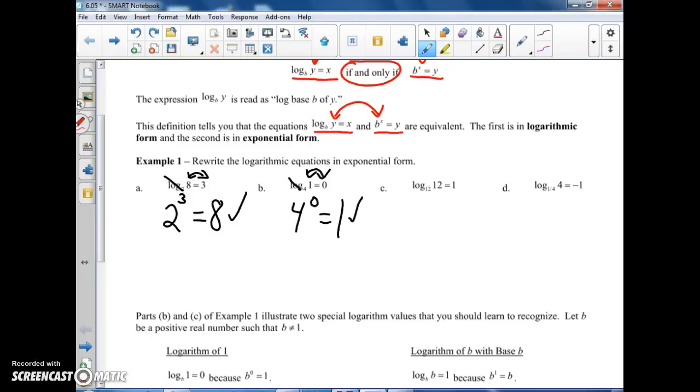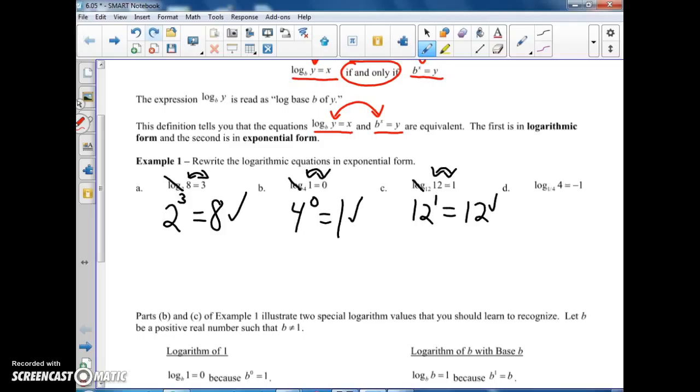All right, so let's go to C. Log base 12 of 12 equals 1. So strike out the log. Make the switch. You write down 12 to the 1 power equals 12. Now, is that true? Yeah, of course. Any number to the 1 power is itself.